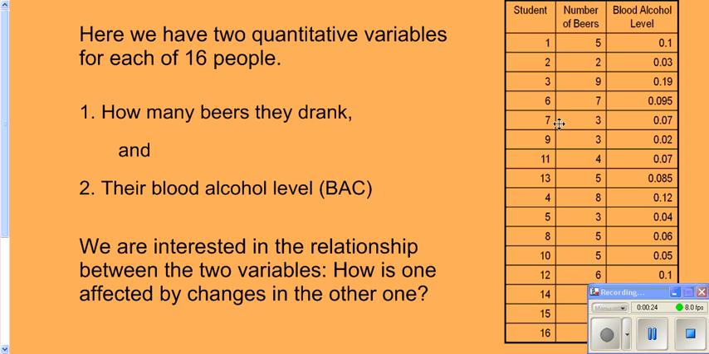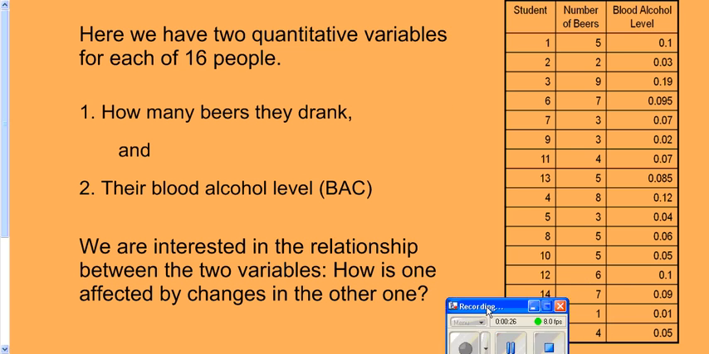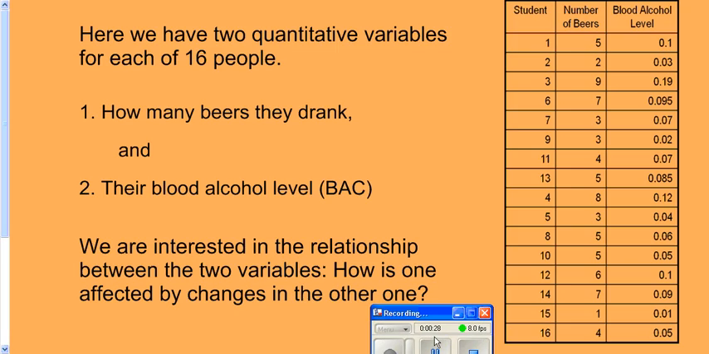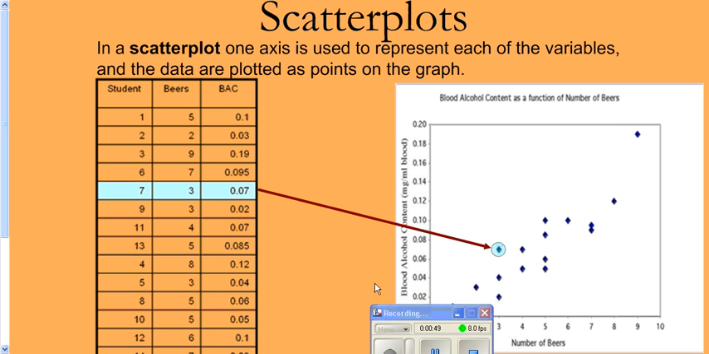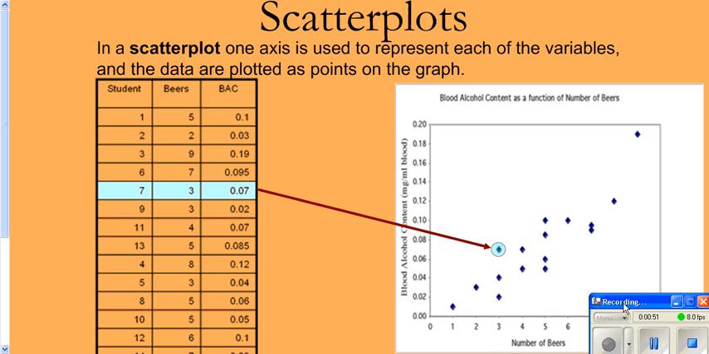So let's go ahead and take a look at this data over here on the right. We have the relationship for 16 different people between the number of beverages they drank and their alcohol level. Now, we want to figure out the relationship between these two variables. So as we look over here, we're going to make ourselves a scatter plot.